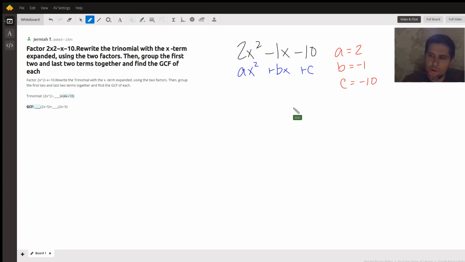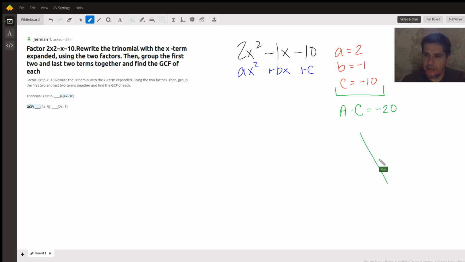You have to identify the a, b, and c values, and make sure it's in standard form, which means our x squared term is first, then our x, and our constant is last. I like to call this the AC method, or it's also called factor by grouping. What we do here is multiply a times c. Well, a times c is -20 in this case.